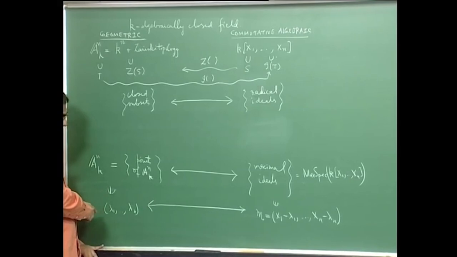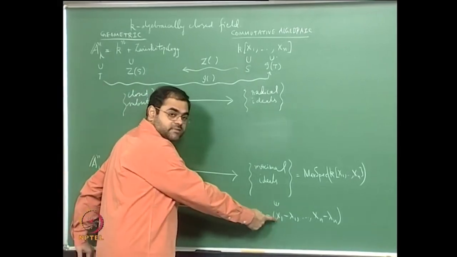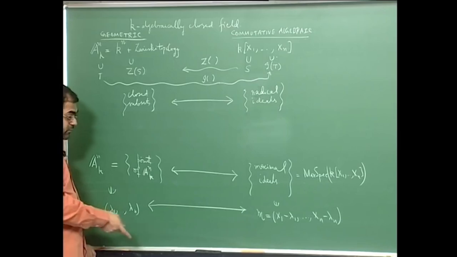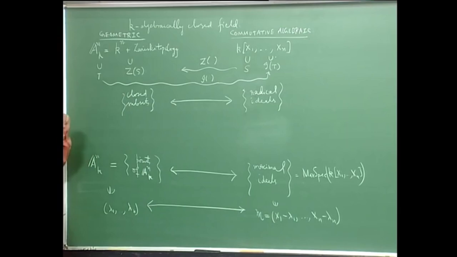Okay, what is trivial is if you give me an ideal like this, that it is maximal is reasonably trivial to check. But to conversely say that every maximal ideal is of this form, which is true only when K is algebraically closed, that's non-trivial. Okay, and that uses Hilbert's Nullstellensatz.